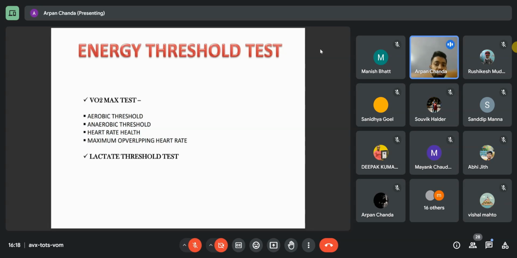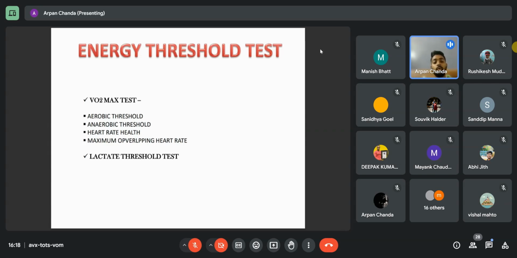Now, for the energy threshold test, we can do the VO2 max test, where we can get the aerobic threshold, anaerobic threshold, heart rate zones, and maximum overlapping heart rate. Now, what is the aerobic threshold? The aerobic threshold is the point where the body can't use oxygen anymore, the oxygen does not reach the muscle, and the body becomes fatigued. Anaerobic threshold is where the lactic acid starts forming.